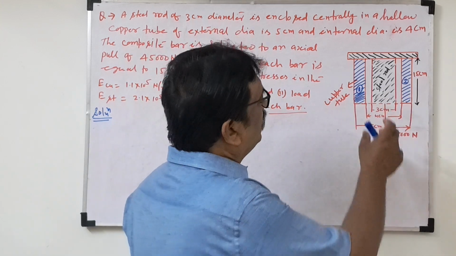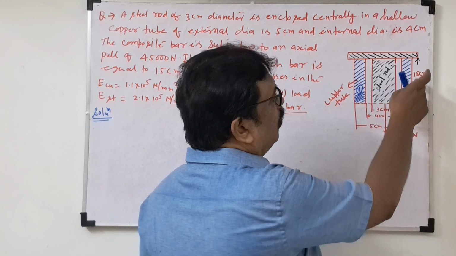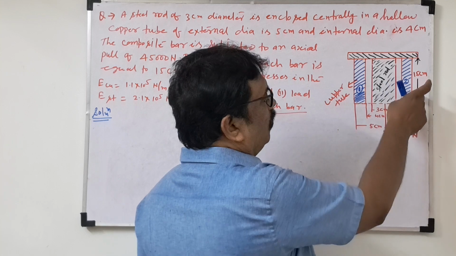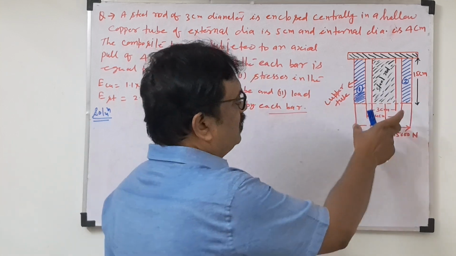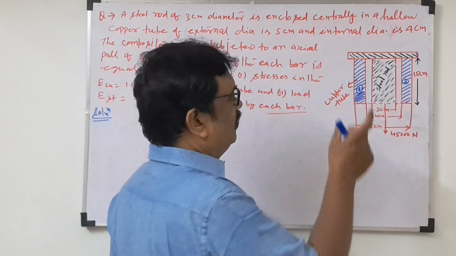So what is given here? In the middle, a steel rod is given. This diameter is 3 centimeter. Then a hollow copper tube is given. Hollow copper tube: how much? External diameter will be 5 centimeter. Internal diameter will be 4 centimeter.